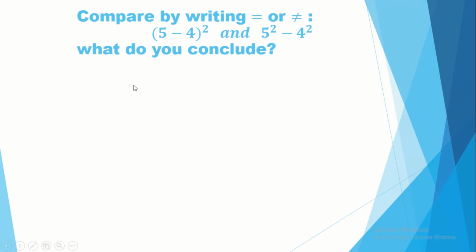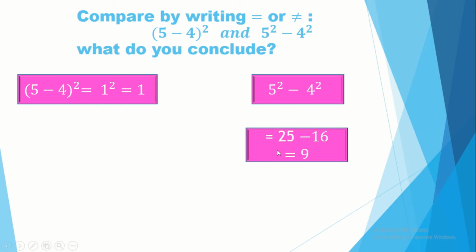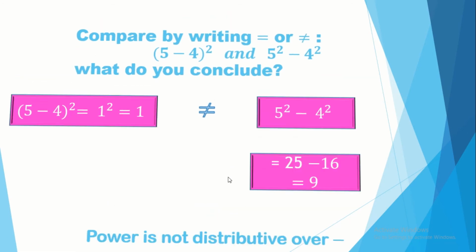Here 5 minus 4 all square. The priority is for parentheses, so 5 minus 4 is 1. We can write it 1 all square, so it's 1. What about 5 square minus 4 square? We have power and minus. Where to start? We should start by the power. So 5 square 25 minus 4 square, which is 16. 25 minus 16 equals 9. Well, are they equal or different? They are completely different. So we can never distribute power over minus. So here we can conclude that power is neither distributive over plus nor over minus.